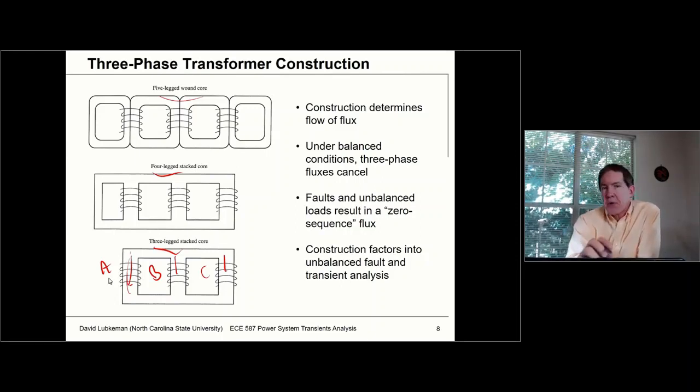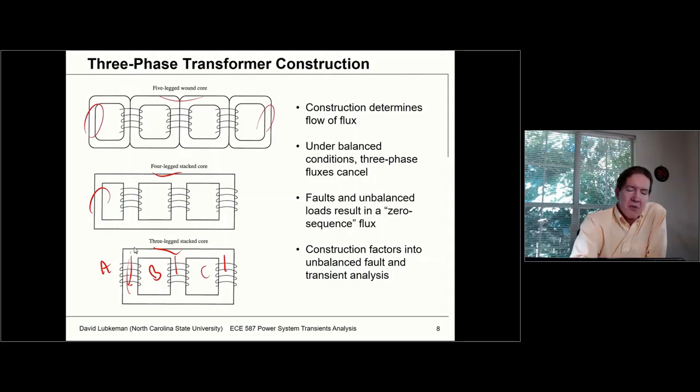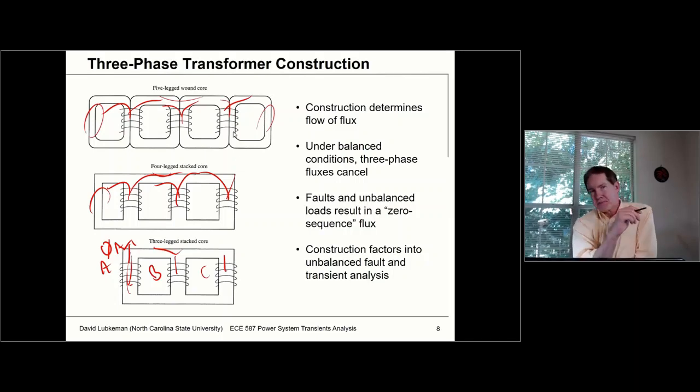There are other designs, four-legged and five-legged, where we have an extra limb as shown here on the left, or extra limbs as shown here on the left and right. The difference in these models has to do with the flow of flux. For winding A, you're going to have a flux associated with phase A. For winding B, you're going to have a flux associated with phase B. What differs in these cases is how the flux is going to circulate in these different types of three-phase designs. And where that makes a difference is if you have unbalanced conditions, like, say, for faults.